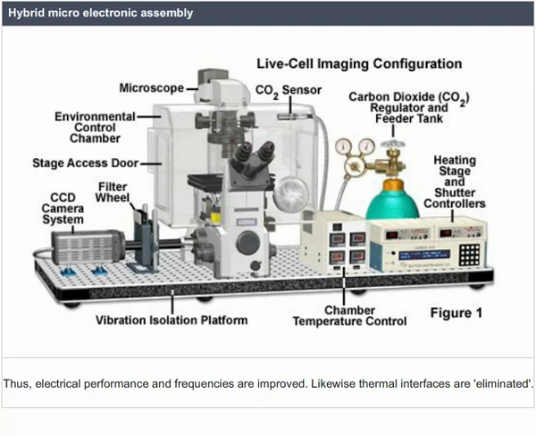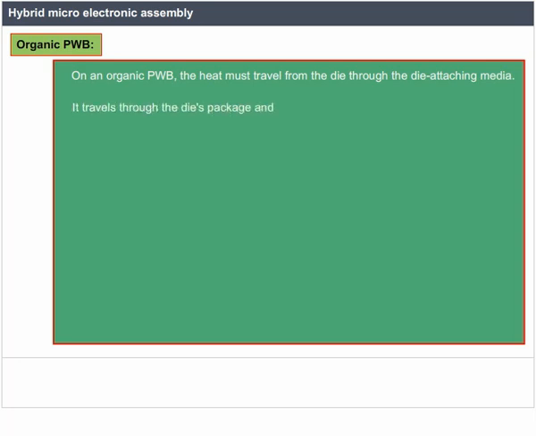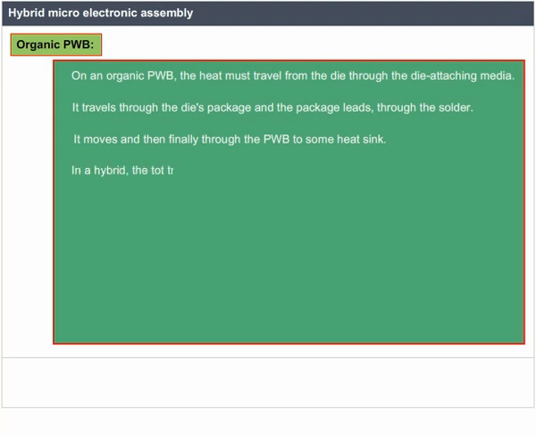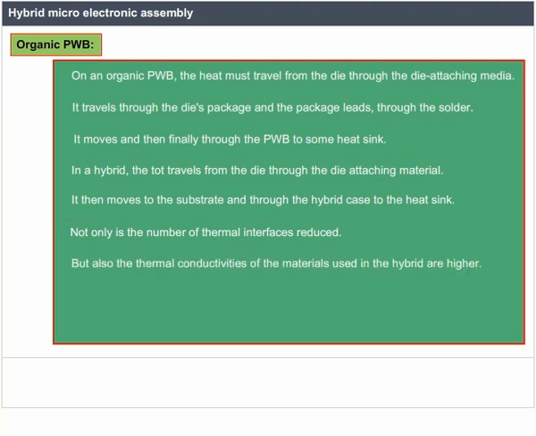Organic PWB. On an organic PWB, the heat must travel from the die through the die attach media. It travels through the die's package and the packaged leads through the solder. It moves and then finally through the PWB to some heat sink. In a hybrid, the heat travels from the die through the die attach material. It then moves to the substrate and through the hybrid case to the heat sink. Not only is the number of thermal interfaces reduced, but also the thermal conductivities of the materials used in the hybrid are higher. It is capable of dissipating more heat. Thus, thermal management is improved.